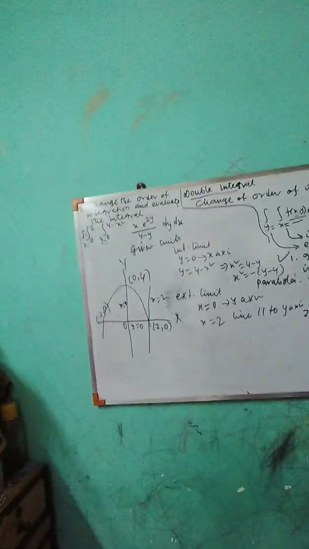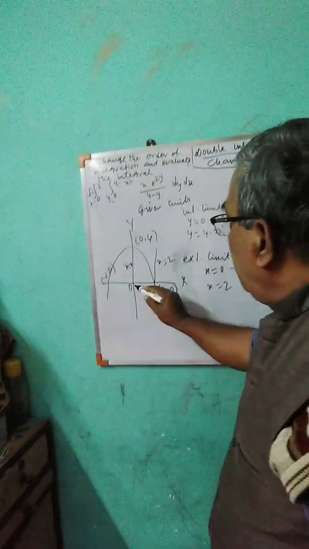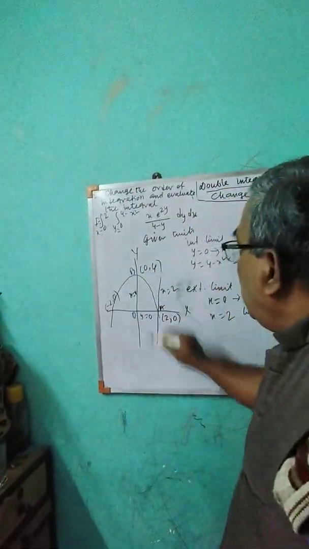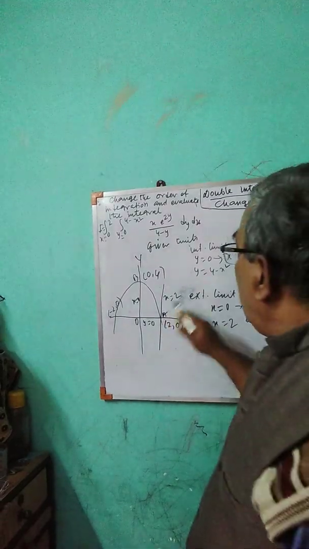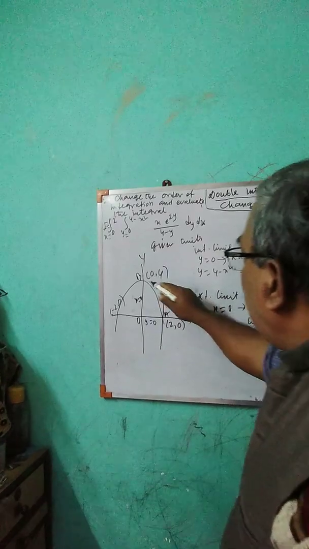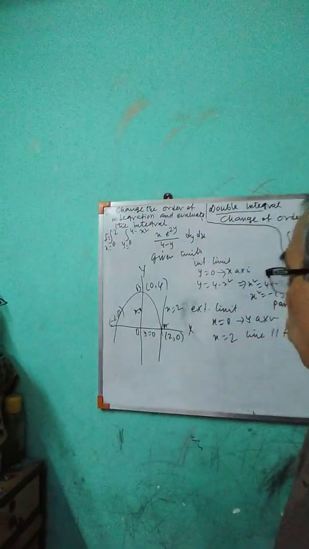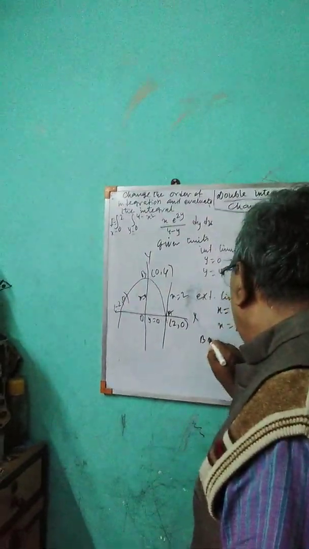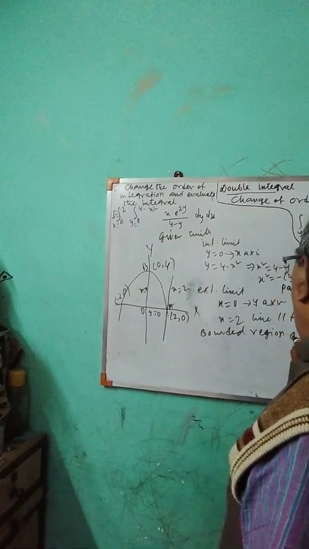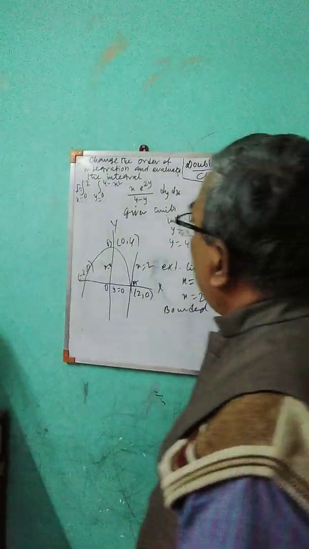So what is our bounded region? OAB is our bounded region, because in this region everything is given: y equal to 0, x equal to 0, x equal to 2, and the parabola. So this is our bounded region OABO.